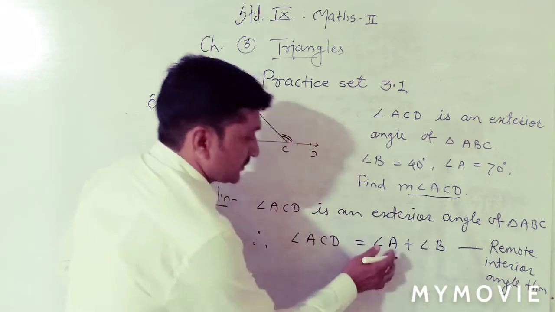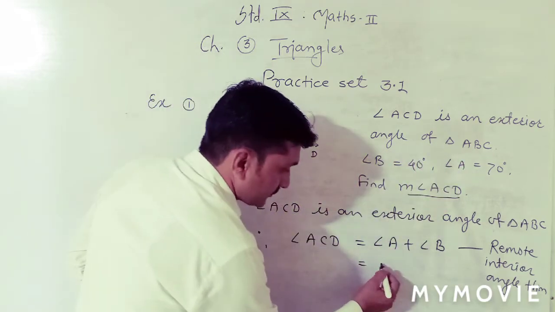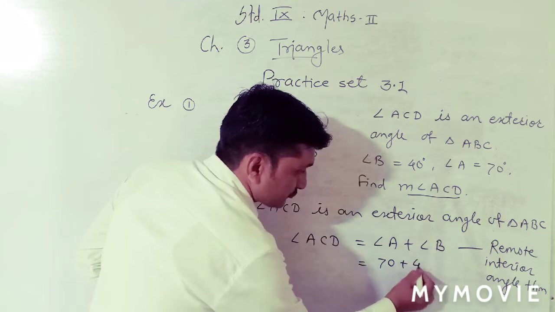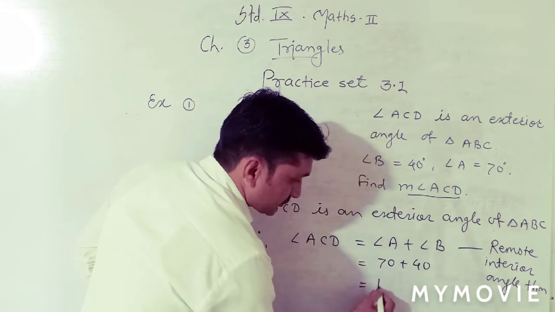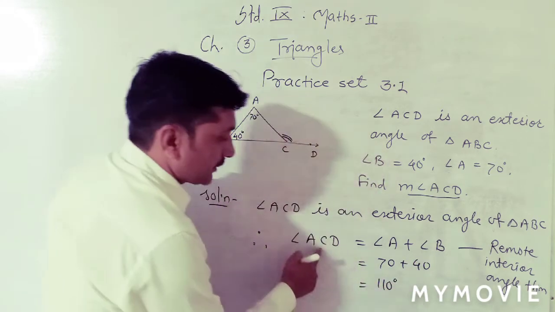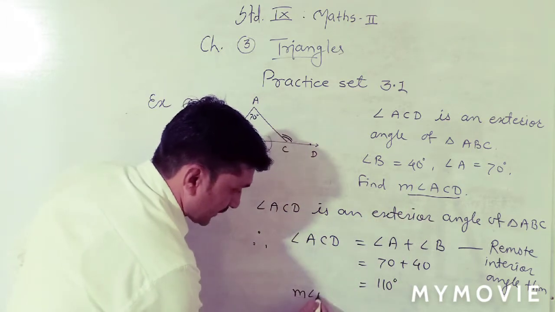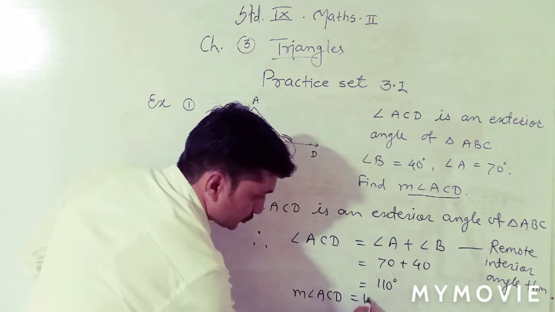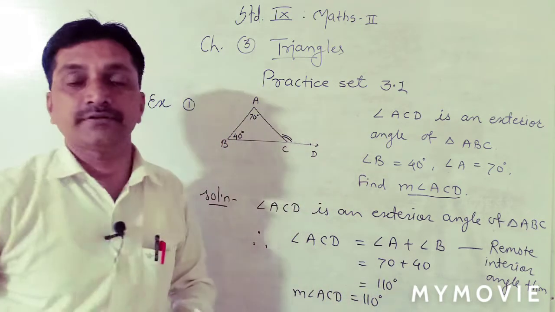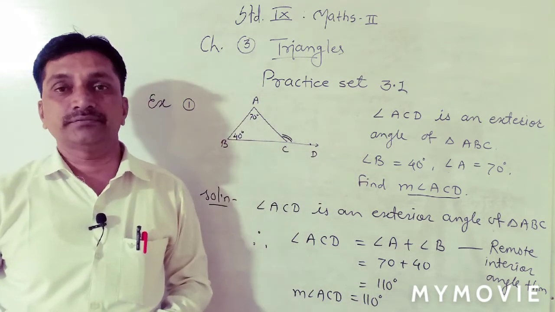Their measures: angle A is 70 plus B is 40, and therefore the addition is 110 degrees. And this is the angle, the measure of angle ACD, that we want. The measure of angle ACD is equal to 110 degrees. This is the exterior angle.